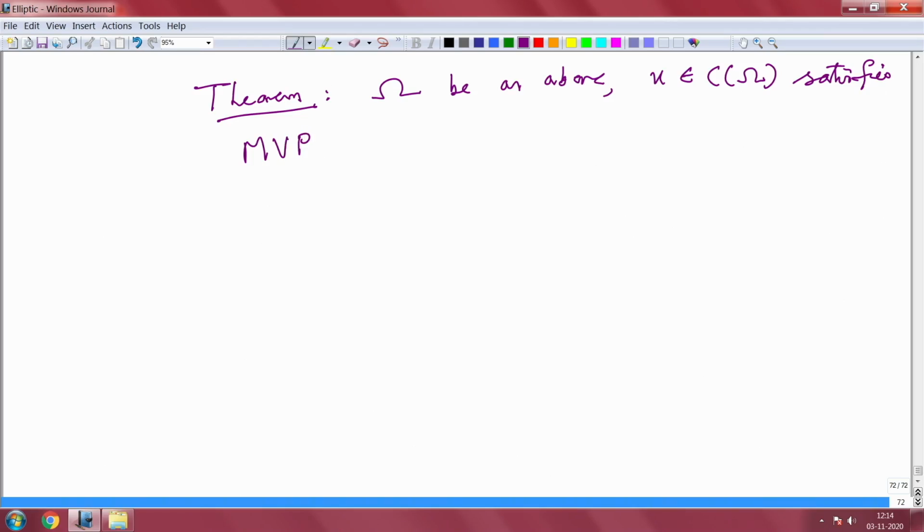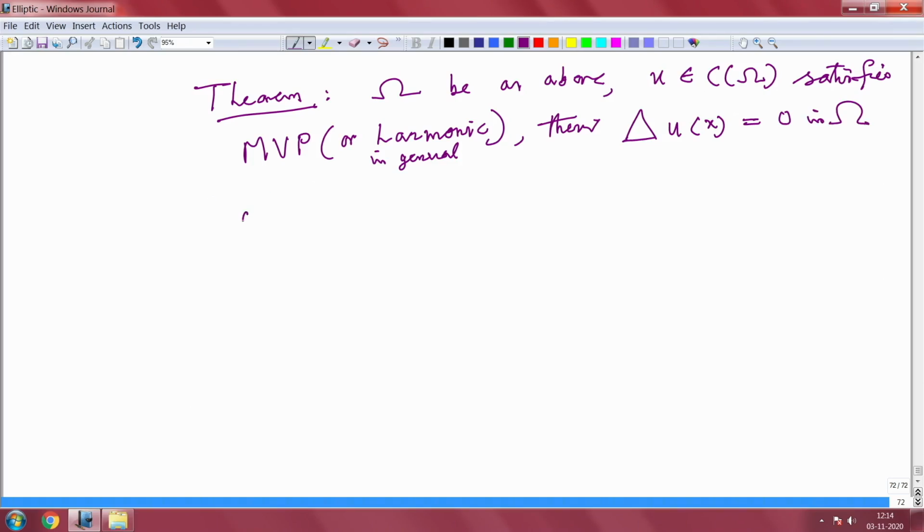Mean value property or harmonic in the general sense, both are the same. If it is harmonic in that sense, then Laplacian of u of x equals 0. And u is infinity. This is the one I skipped. You should start with a continuous function and then define the mean value property. If it holds the mean value property, then u is C infinity and you get Laplacian of u equal to 0.